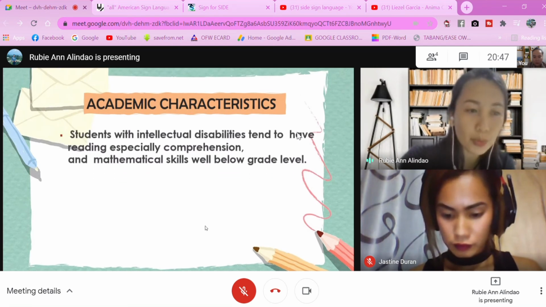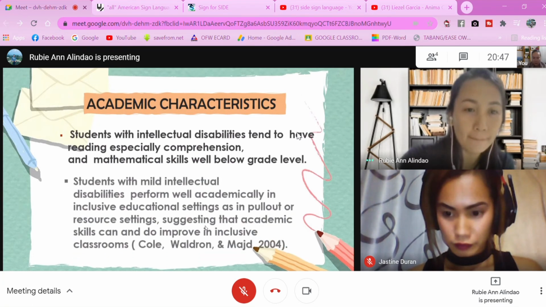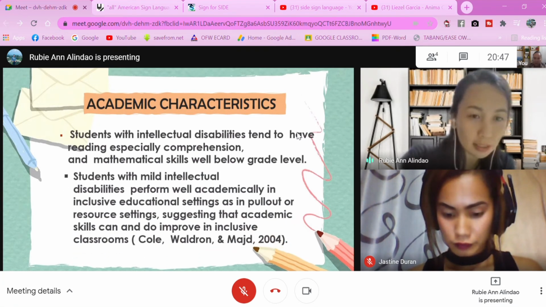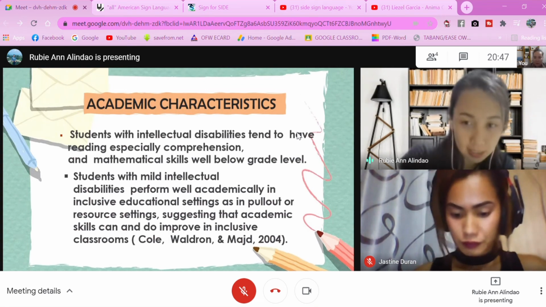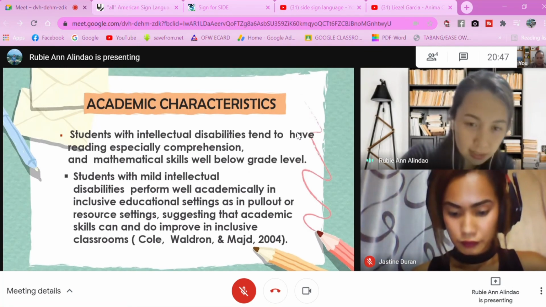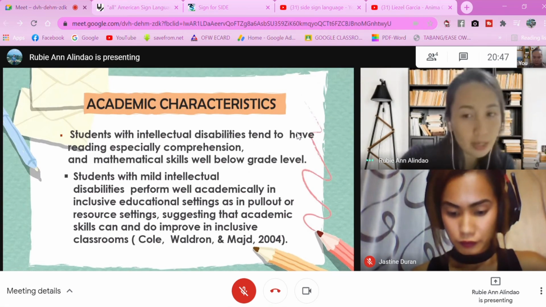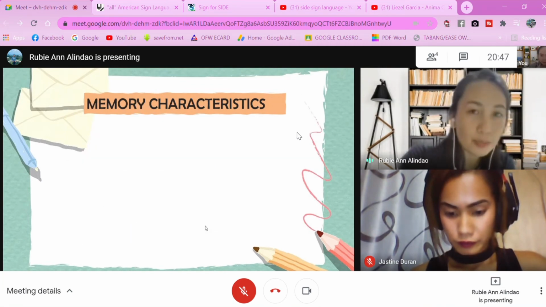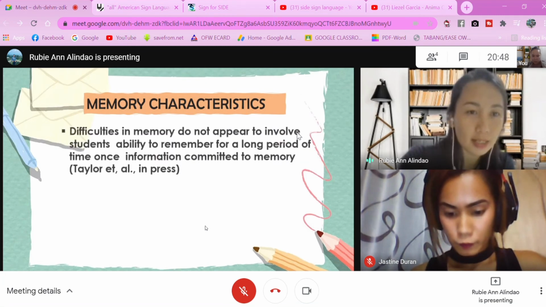Students with intellectual disabilities tend to have reading, especially comprehension, and mathematical skills well below grade level. Students with mild intellectual disabilities perform better academically in inclusive educational settings than in pull-out or resource settings, suggesting that academic skills can improve in inclusive classrooms. That is based on Cole, Waldron, and Mudge, 2004. So next, we have the memory characteristics.